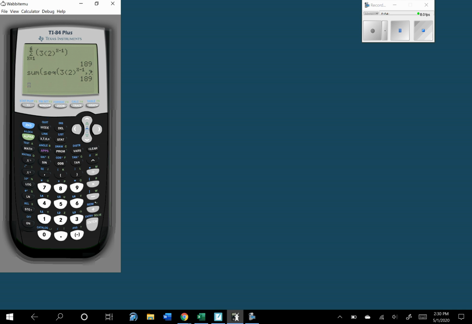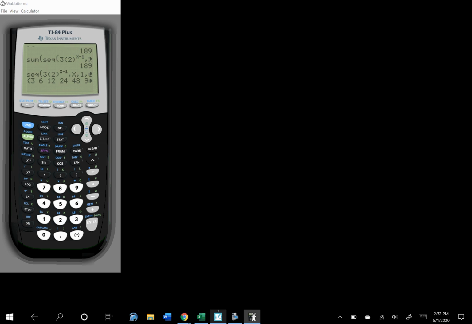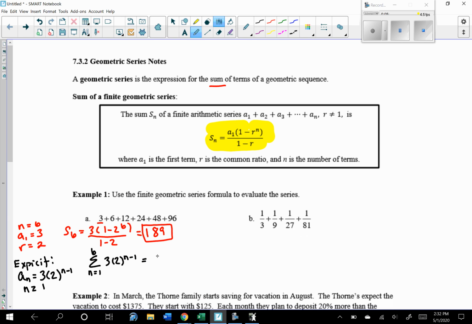Also notice if I go back to this and take out the sum, if I just do the sequence of all that and hit enter, it will write out the terms of the sequence for you, which is kind of nice if you need to do that. That's just something else to take a look at. And if we go back here, this was also 189, so that checked our work.